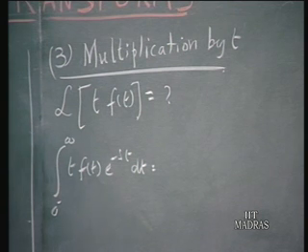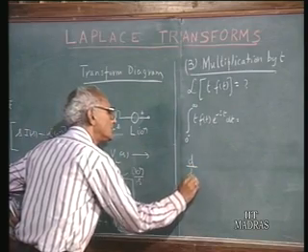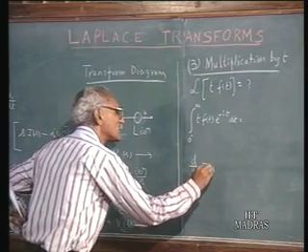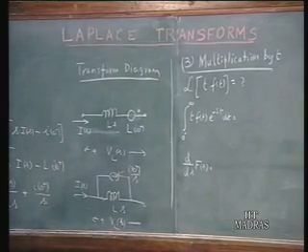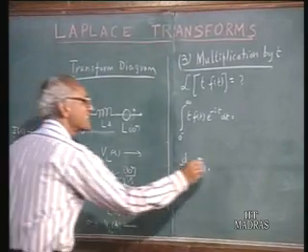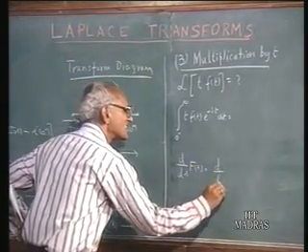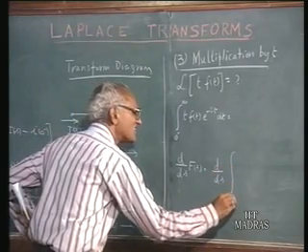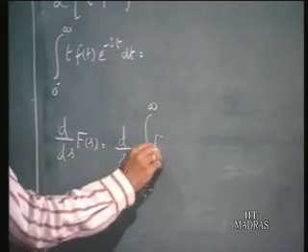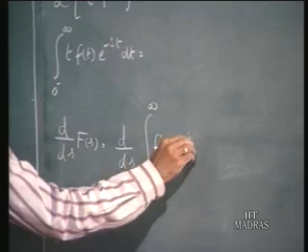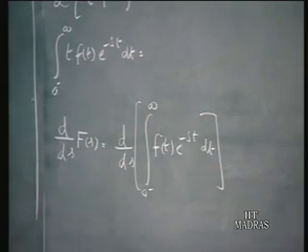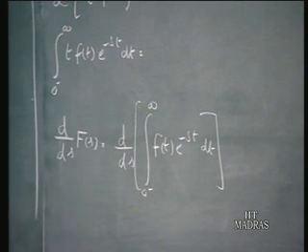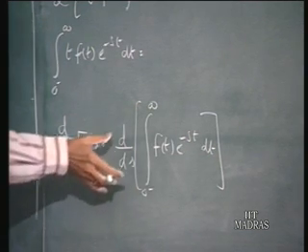Now to do this, let me take d by ds of F(s). Suppose I want to take the derivative of F(s), which is the Laplace transform of f(t). This is d by ds of the integral from 0 minus to infinity of f(t) e to the power of minus st dt. This is F(s). The integration is with reference to t, and we are taking the derivative with reference to another variable.